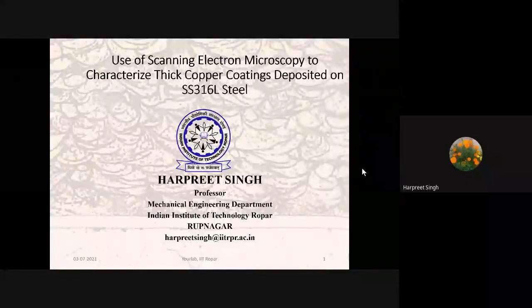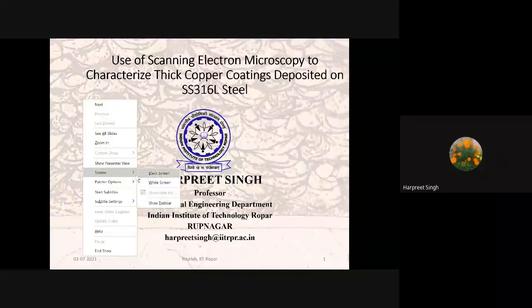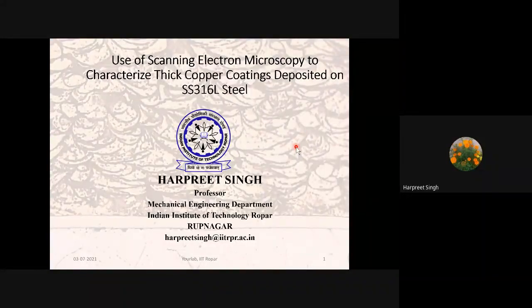So the title of my talk is use of scanning electron microscopy to characterize thick copper coatings deposited on SS316L. Now this work is basically a part of a project which was an invited project by the Institute for Plasma Research, because they have some very customized requirement to develop thick pure copper coatings on some of their parts. I'll show you in a couple of minutes.